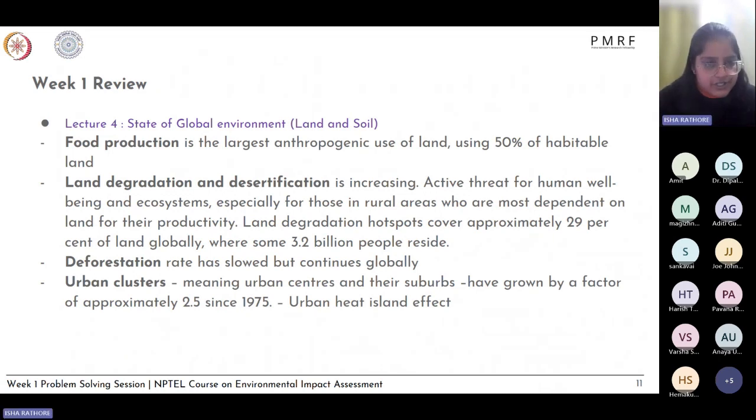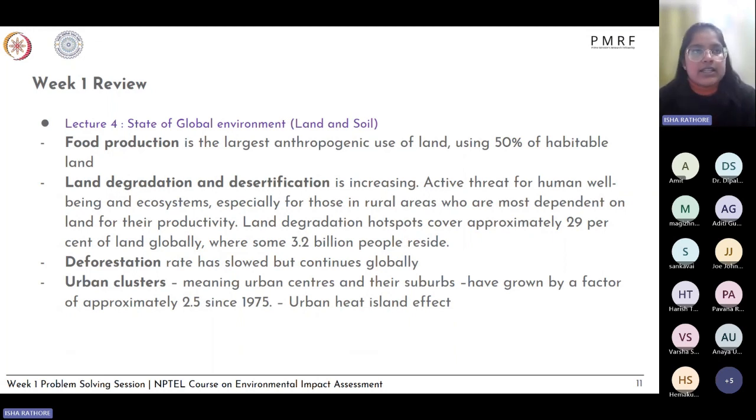Then we looked at the deforestation rate, which has slowed down, but it still continues globally. Then we have urban clusters, meaning urban clusters and their suburbs, which have grown by a factor of approximately 2.5 since 1975. And this has also caused the urban heat island effect.